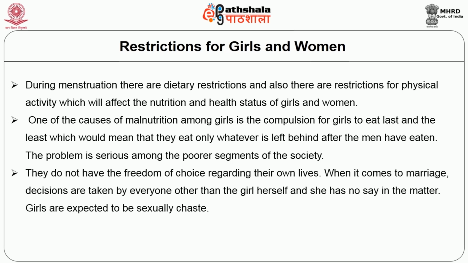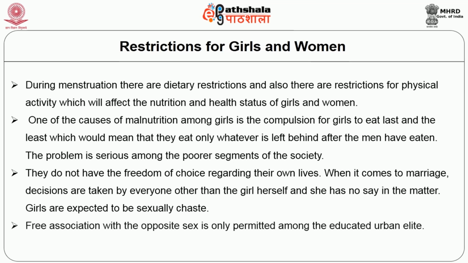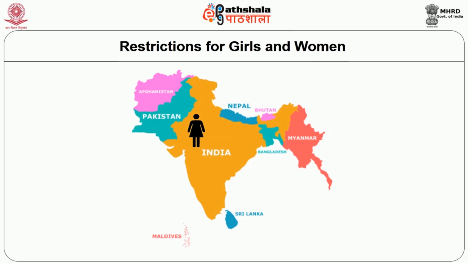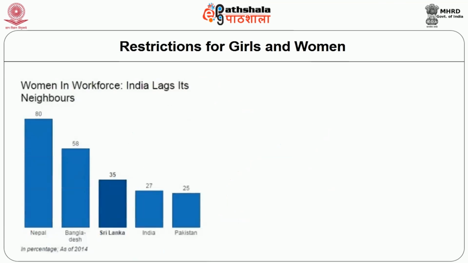They do not have the freedom of choice regarding their own lives. When it comes to marriage, decisions are taken by everyone other than the girl herself, and she has no say in the matter. Girls are expected to be sexually chaste. Free association with the opposite sex is only permitted among the educated urban elite. India is one of the largest economies of South Asia with 6 million women.